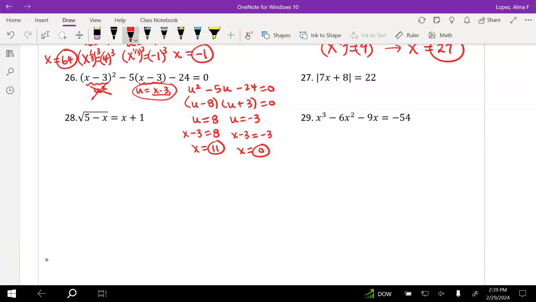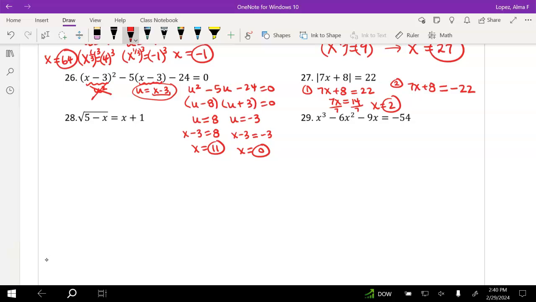Now, on number 27, when you're solving an absolute value equation, you get to do it twice. So, the first time, we're going to pretend that the absolute value is not even there. For case number 2, again, pretend that the absolute value is not even there, but this time multiply the right-hand side by a negative 1. To solve for x, I'll move the 8 over to the other side. I get 7x is equal to 14. After dividing both sides by 7, you're going to end up with an x of 2.